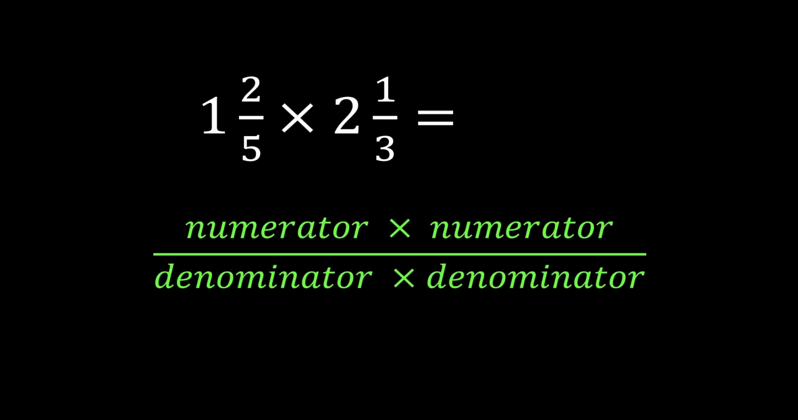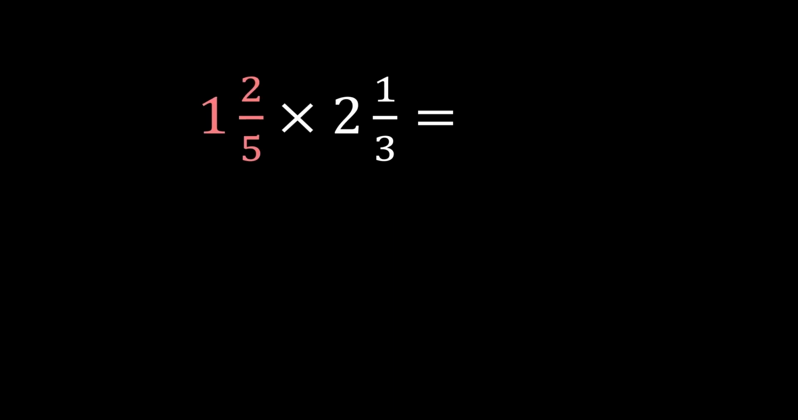And when we multiply fractions, we multiply the numerator times the numerator and the denominator times the denominator. So with mixed numbers, we're going to need to turn those mixed numbers into improper fractions in order to multiply them together. Let's start with 1 and 2/5.